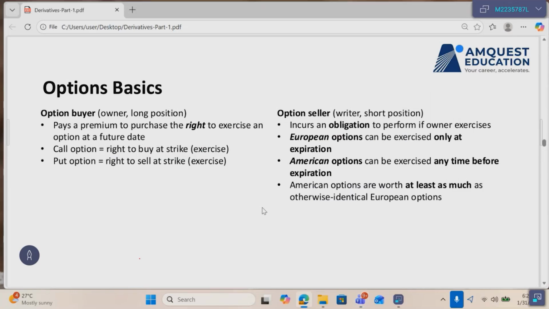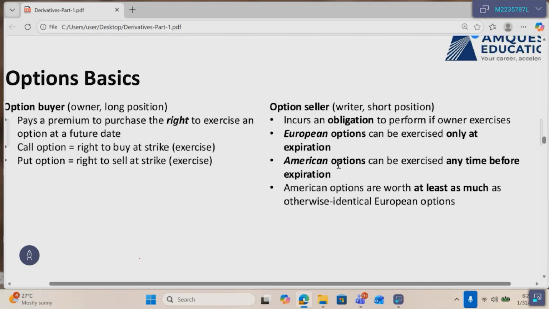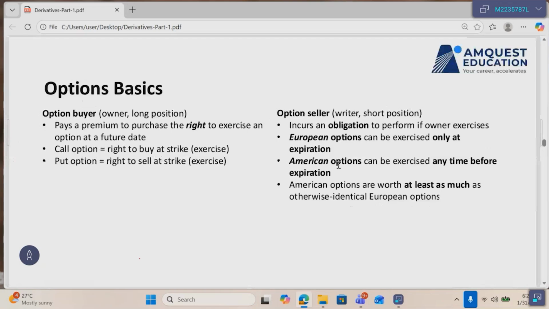Now options is very different from forwards, futures, and even swaps, right? That's why I wanted to make sure that we do this separately and you understand the key difference and the terminologies here. That's very important. Okay. Now let's start with the main concept, option.